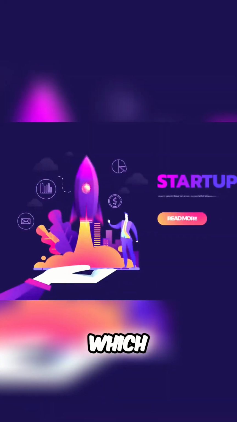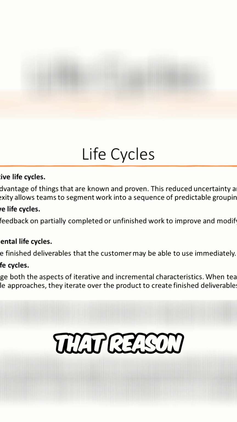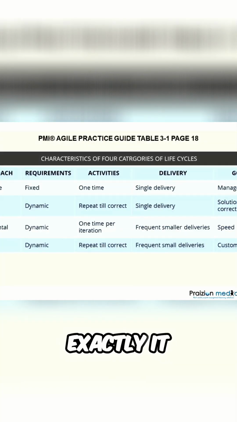It really boils down to the question, which approach should we use to tackle this project? Should we use an incremental approach? Should we use an iterative approach? Should we use an agile approach? Should we use a predictive approach? And for that reason, in the Agile Practice Guide, you really want to hone in on page 18 and 19. Be all over those charts, be all over that table. Know what exactly it means when we say incremental, when we say iterative, when we say predictive, and when we say agile. They all mean different things.